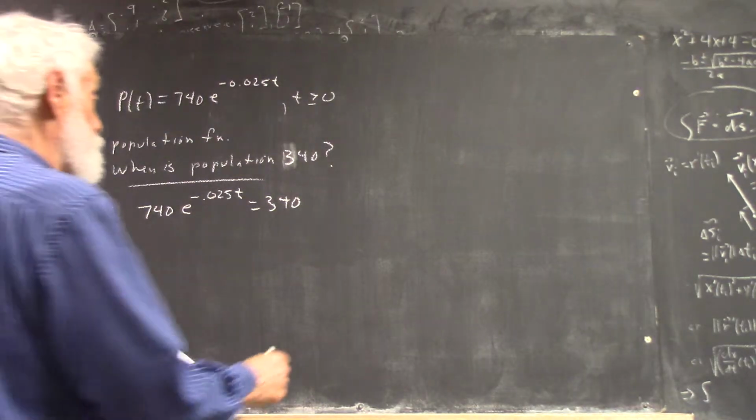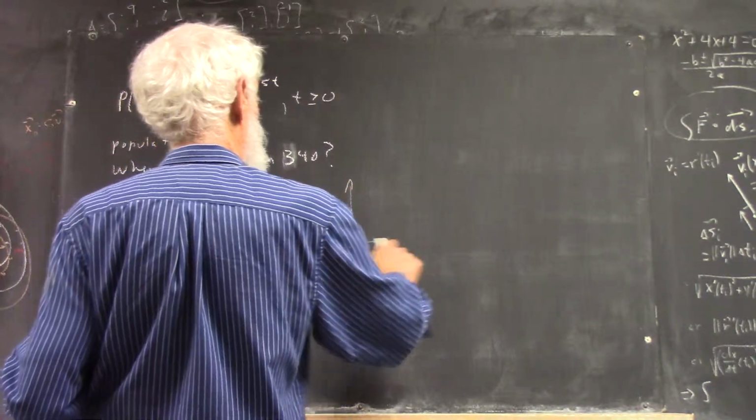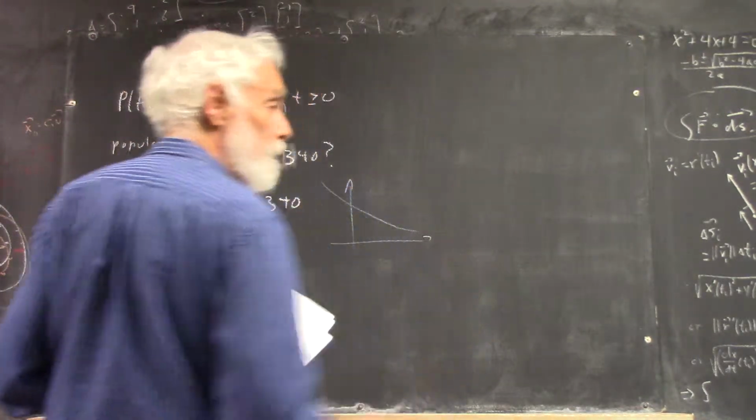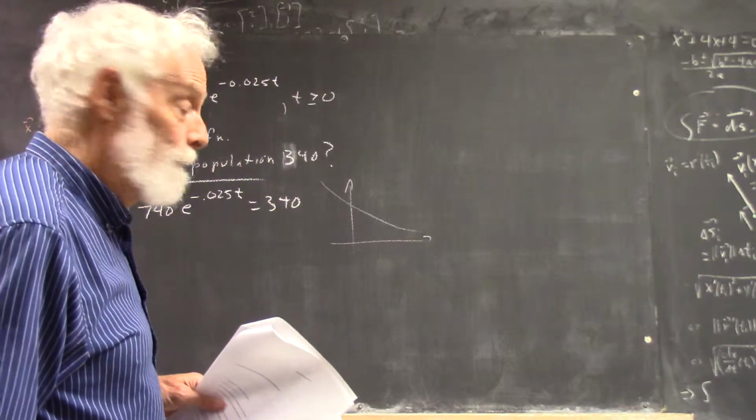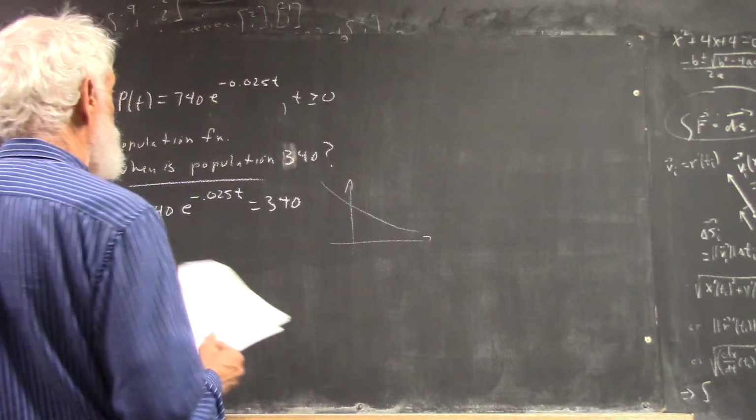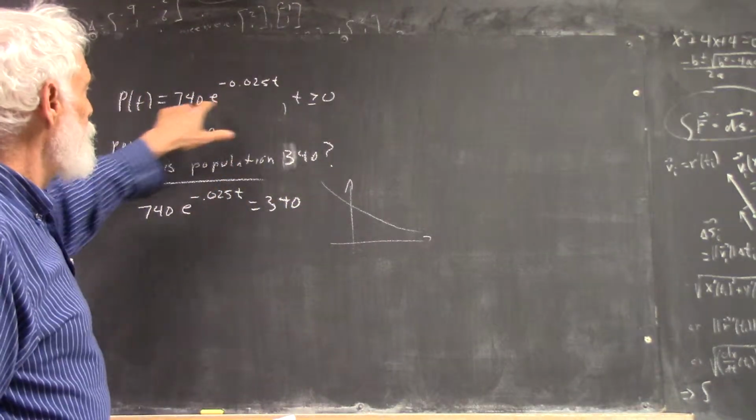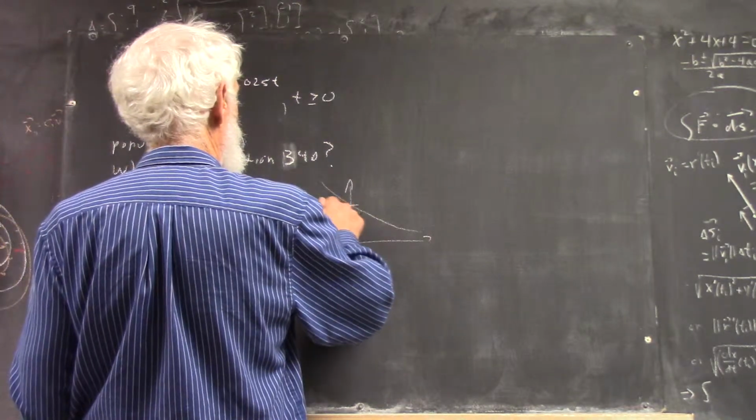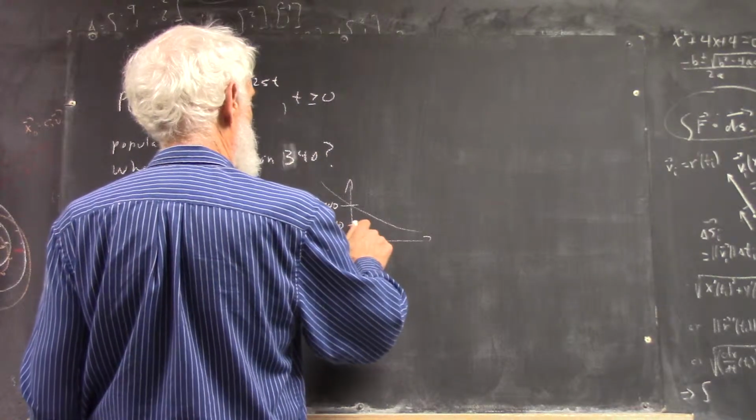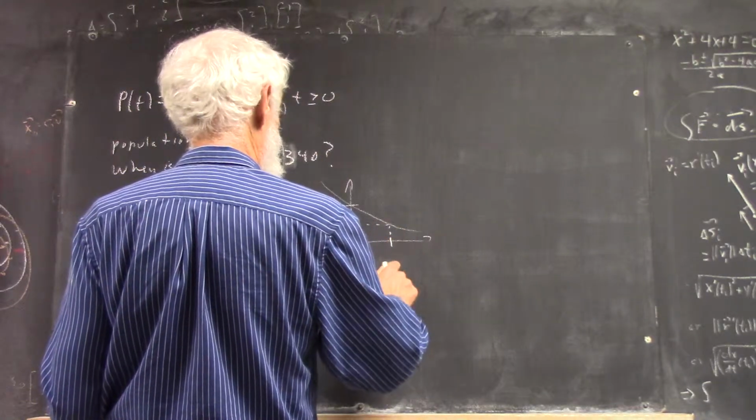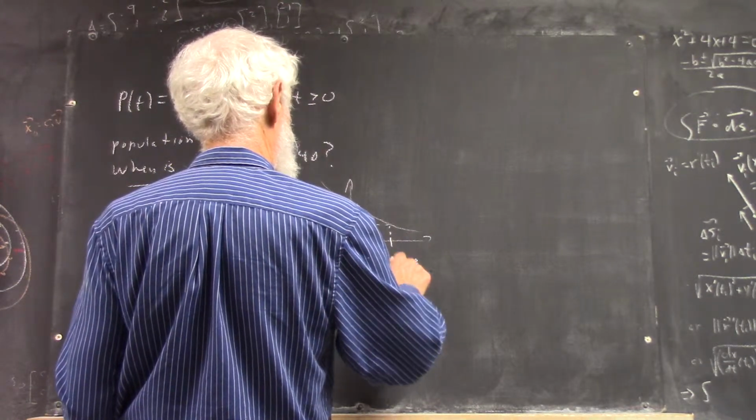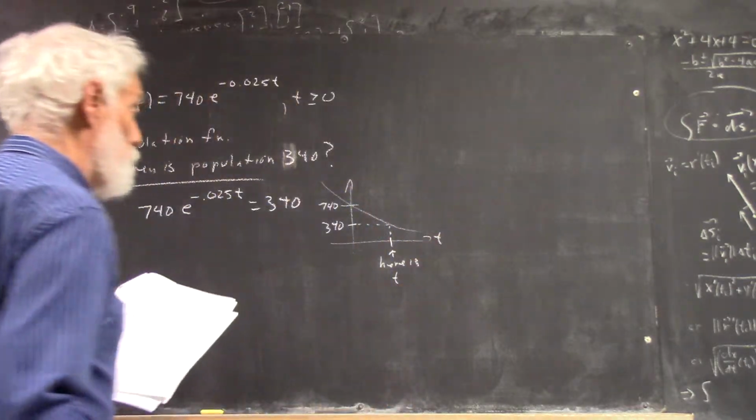I mean, you can think of it in terms of a graph. Here's a graph. Here's your population. You know it's declining, so you know it's going to look like a negative exponential. Okay? And we want to find when the population is 340. You know, if t equals 0, you got e to the 0, so your population is 740. And you're looking for when the population is 340. So you could project out here and you could find it. There's the t that you want, right?